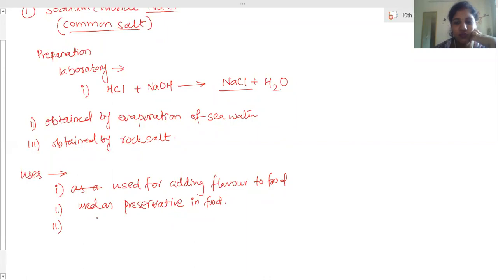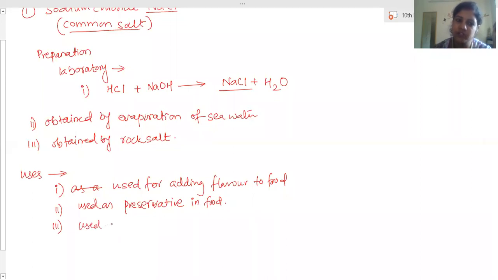Manufacturing of soap. Okay, it is used in the manufacturing of soap for precipitating the soap. When the soap is prepared, it is used for separating the soap particles. It is actually a colloid, so when it is formed, it remains dispersed throughout the solution. To separate out these molecules of soap, we use common salt.